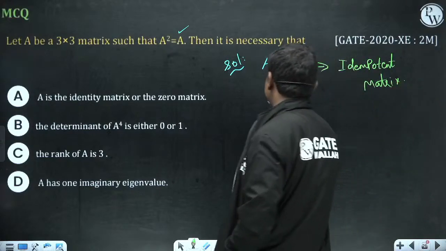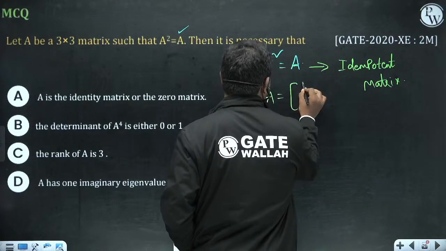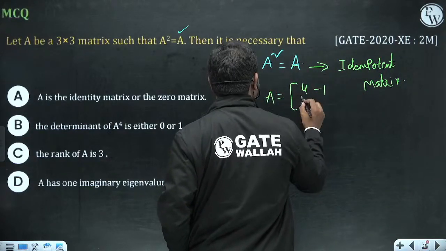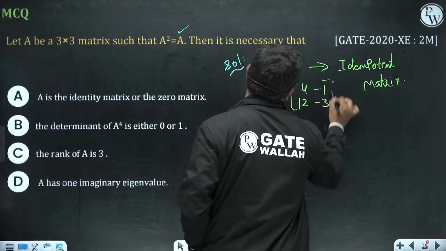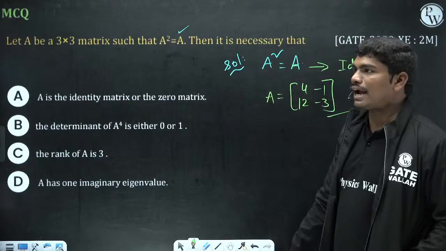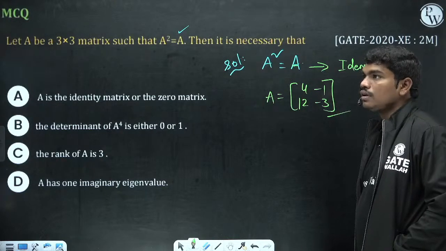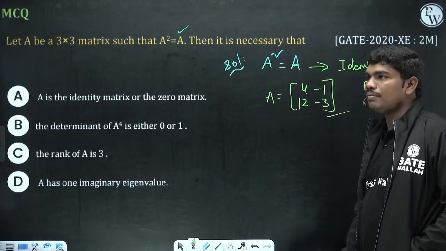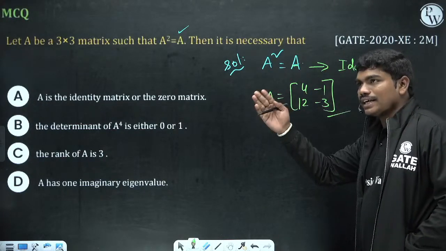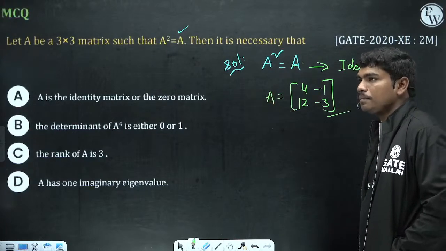For example, A is equal to anything like 4 minus 1, if you take, then 3 times or 4 times of this, whatever 12 minus 3. Okay, so this is one simple example of an idempotent matrix. LHS is minus 0.25, because the square is in the second term. Okay, so that's why. Clear?